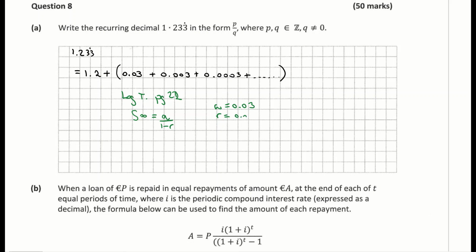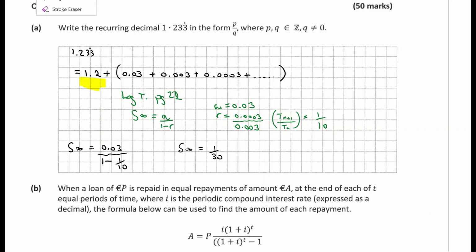Basically, to find out what it's going up in, take any term in your list. Imagine I take 0.0003 and I divide it by the term in front of it, 0.003. If you want to write it like this, t n plus 1 divided by t n. When I divide them together, I get 1 over 10. So it's going up in units of one tenth. Now I'm going to fill in my formula. The sum to infinity is equal to a, which is 0.03, divided by 1 minus r, which is 1 over 10. When I solve that on my calculator, I get the sum to infinity to be 1/30th. And don't forget, now I have to come back and add in this 1.2.